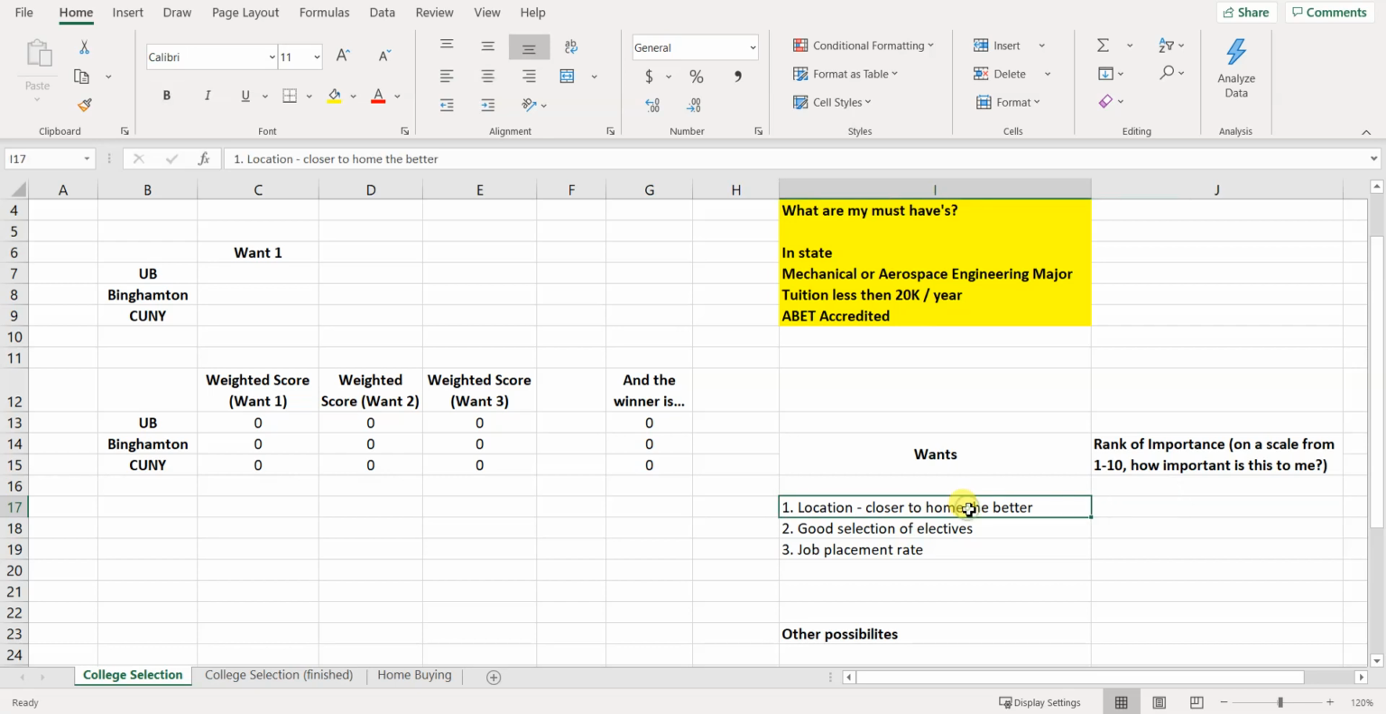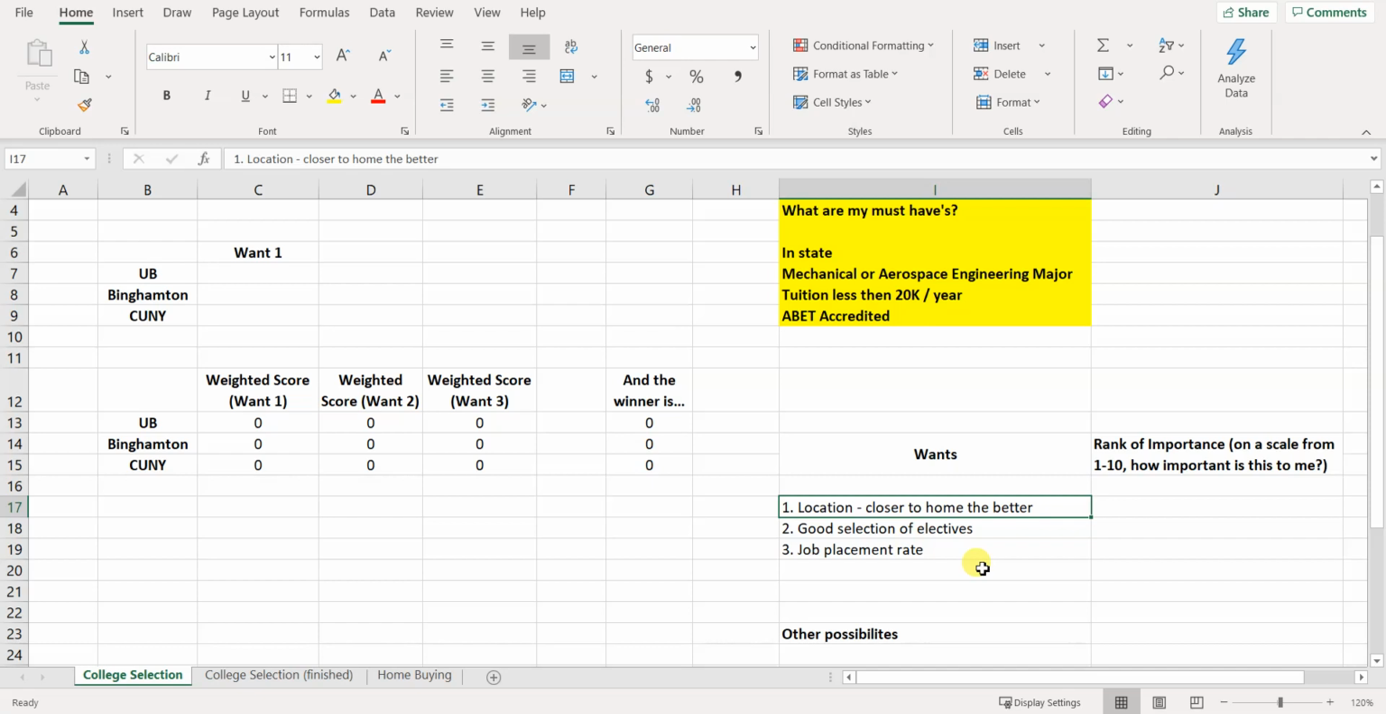So let's see. Location: closer to home, the better. I really didn't want to go that far from home. I was just the type of person who had really close friends, and I liked hanging out with those friends, and my family was all in a certain area.